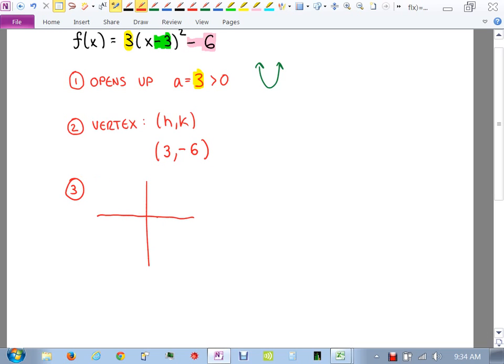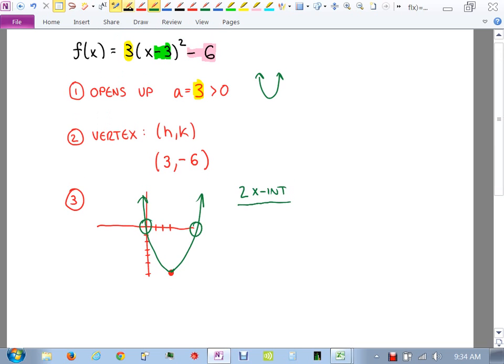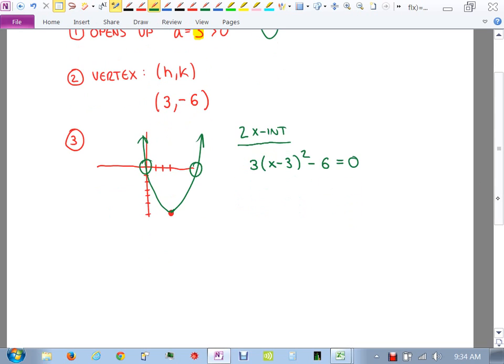I'm going to go to the right 3, down 6. Here's my vertex, and my parabola from here must open up, which means I will have 2 x-intercepts, right? So we need to find them. Set the entire function equal to 0. That's how we find x-intercepts, right? So I'm going to take 3(x - 3)² - 6, set it equal to 0, and then I'm going to get my calculator.